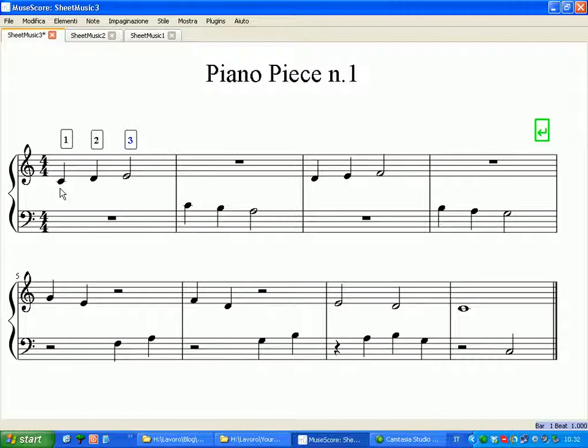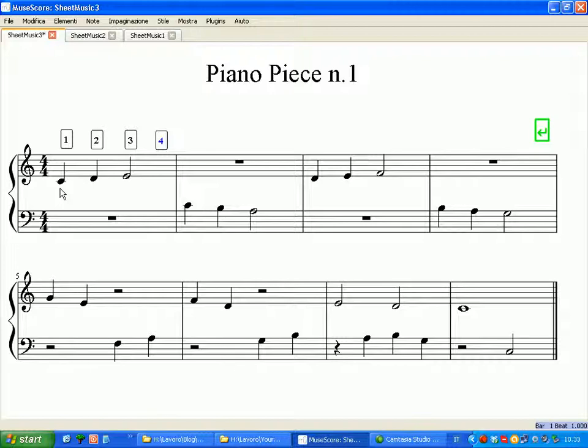So what does this mean? This means that inside this minim, this half note, we will have 2 beats. The first beat, the third beat in this case, will occur at the beginning of this note, and the fourth beat, so the second one, will occur halfway through the half note, the minim. So we will write it above in this position.